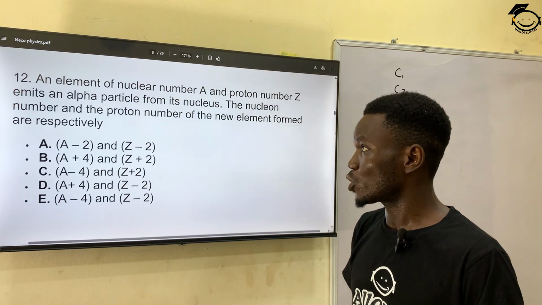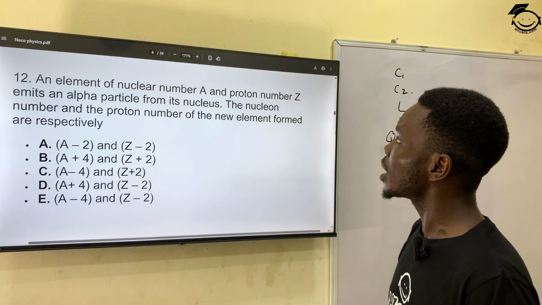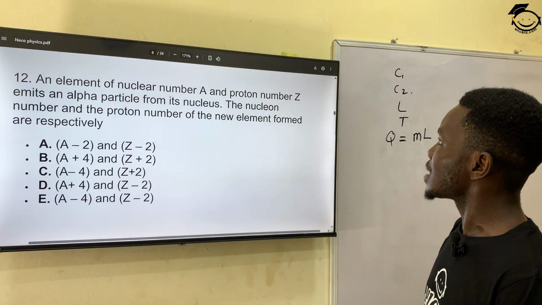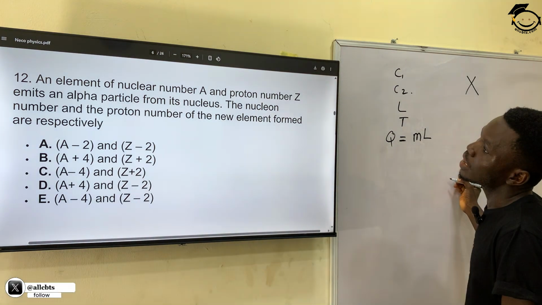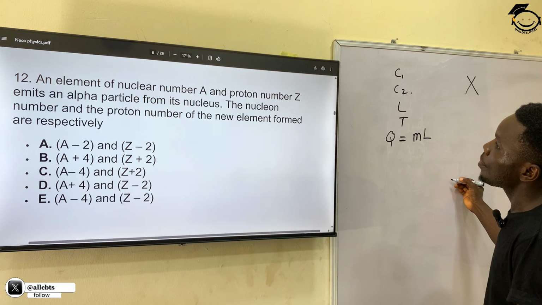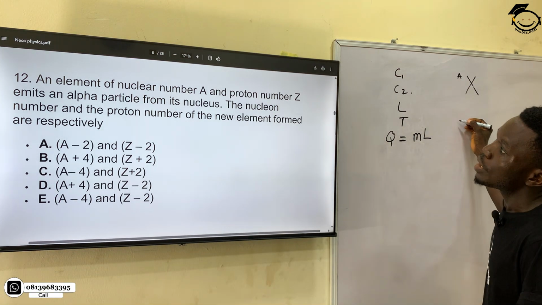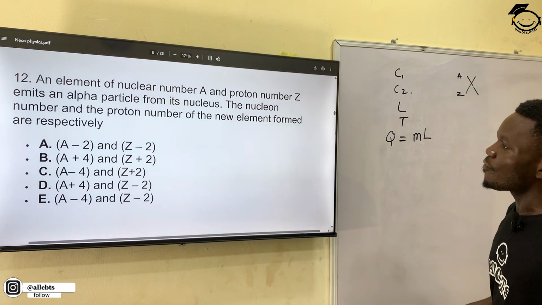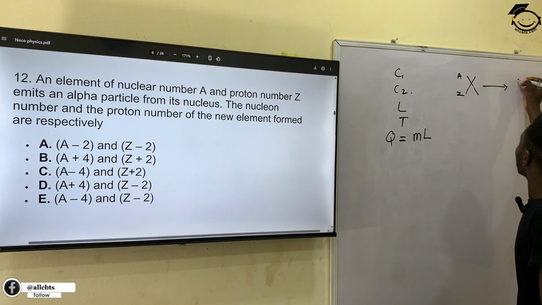So that takes us to question number 12. Question number 12 says an element of nucleon number A and proton number Z. So I have an element, let's say the element is X, and it has a nucleon number of A and a proton number of Z, emits an alpha particle. So it is removing an alpha particle.